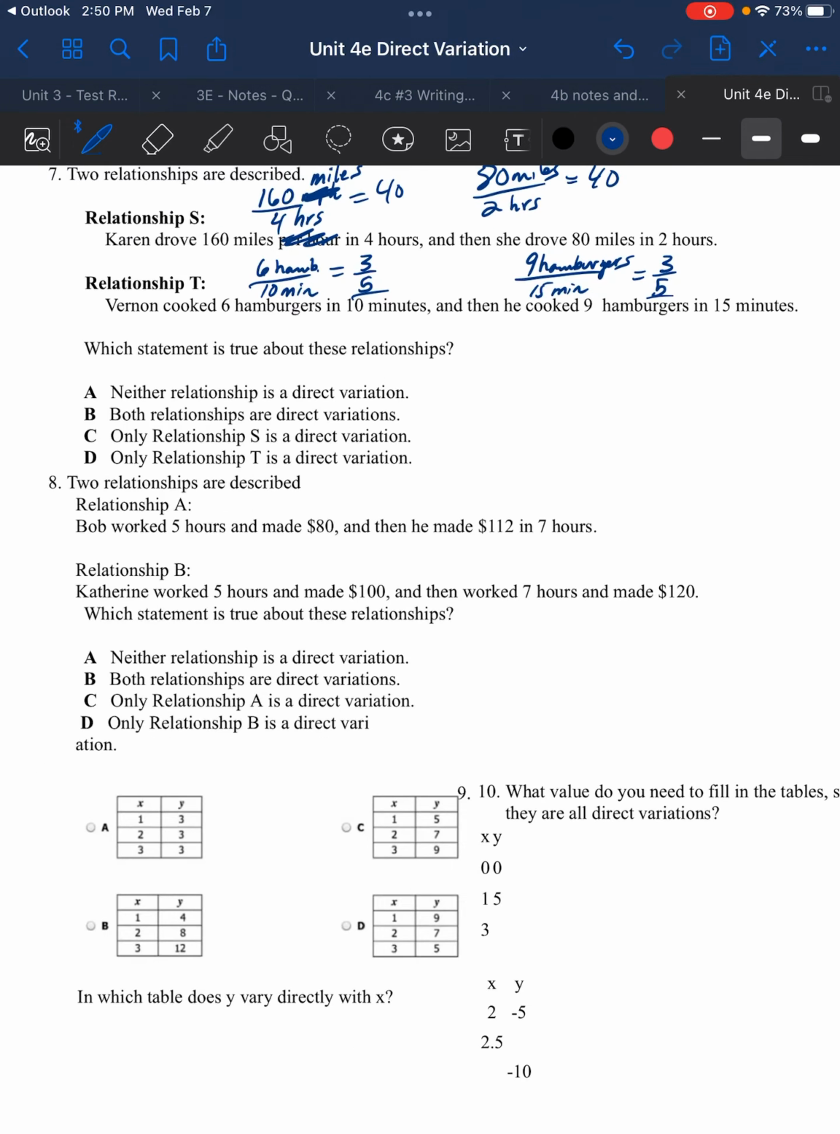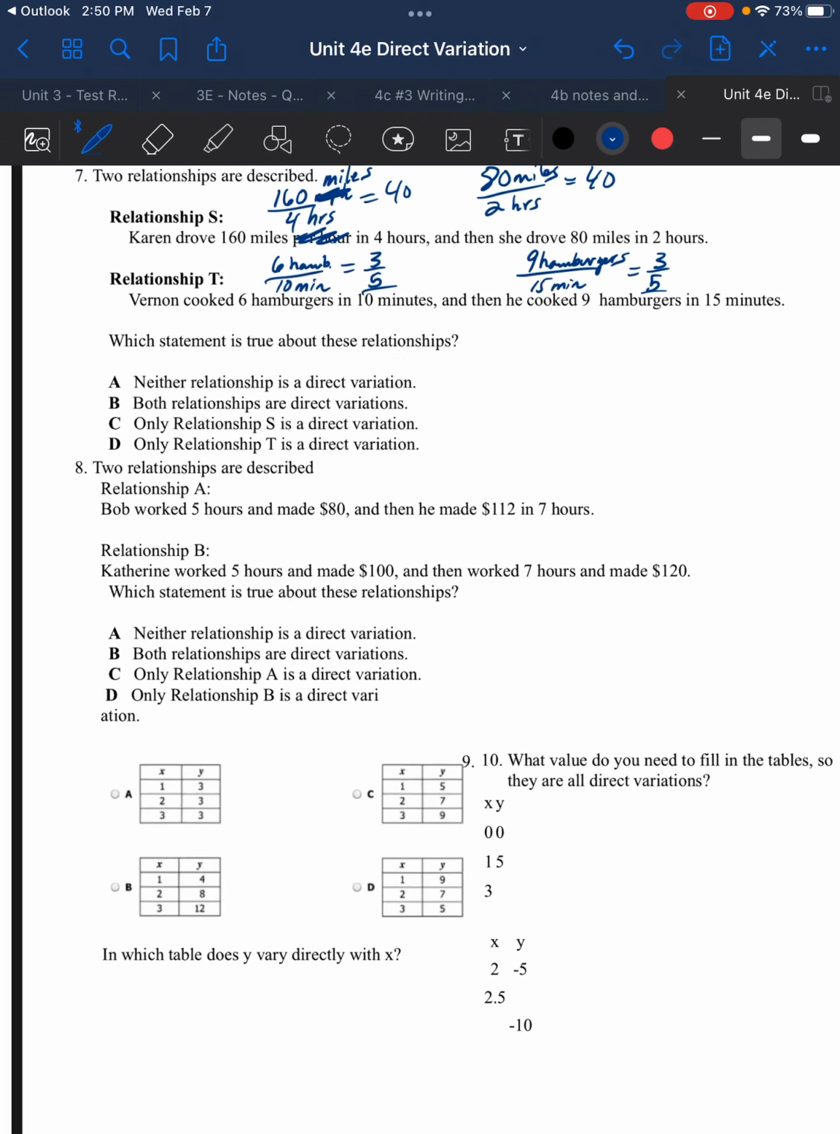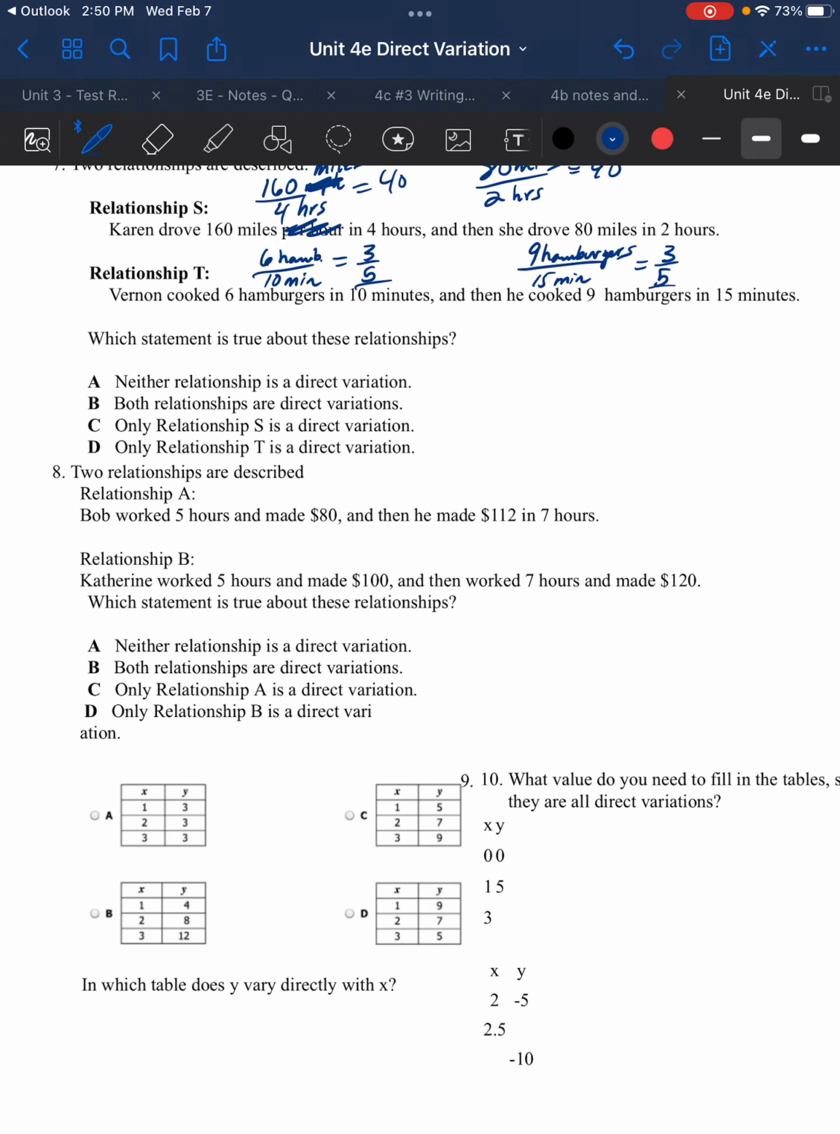So both of these, and you can also think on both of them. If Karen drove 0 miles, that would take 0 hours. That's 0, 0 on your graph. If Vernon cooked 0 hamburgers, it would take him 0 minutes to make them. So that is your direct variation. So the relationship, both relationships are direct variation, so B.